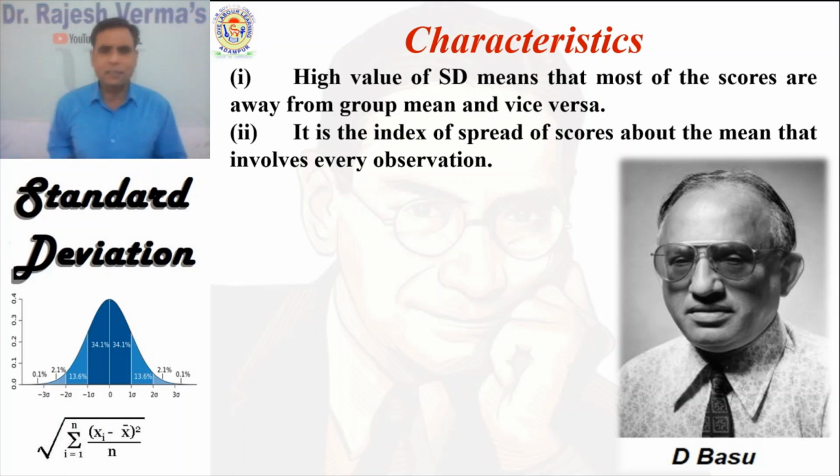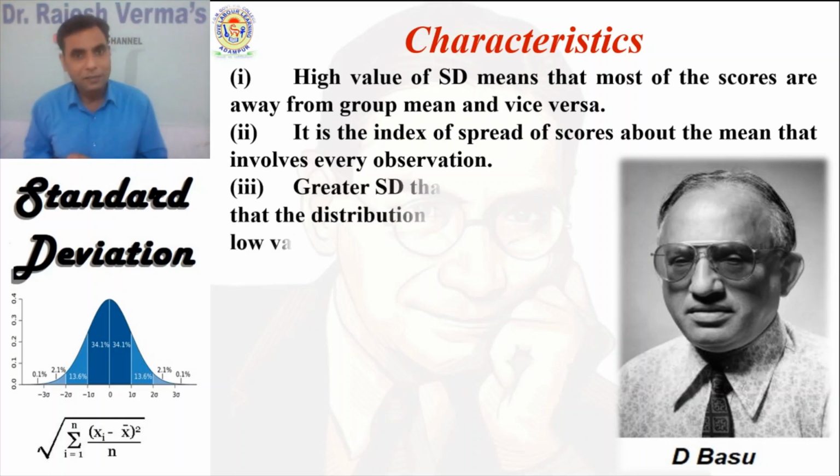Now you may ask, can you tell me which statistical technique doesn't involve every observation? You tell me. If you have seen my previous videos, this is a question I put to you. Very good answer. That is quartile deviation, the semi-interquartile range. When the data set is open-ended, the quartile deviation or semi-quartile range never considers the extreme values because it is calculated from the middle 50% of the data. So it's a very important point here: standard deviation involves every observation or every score.